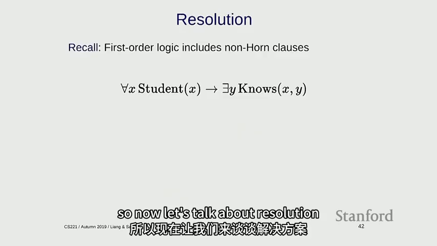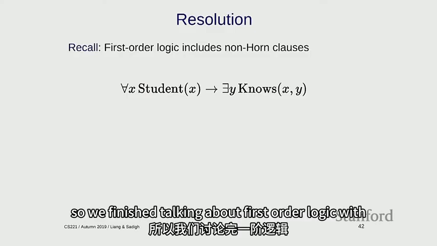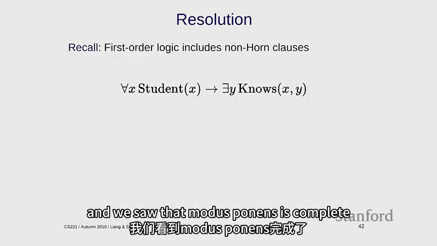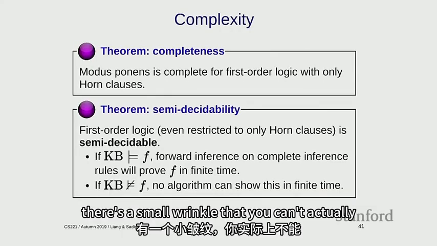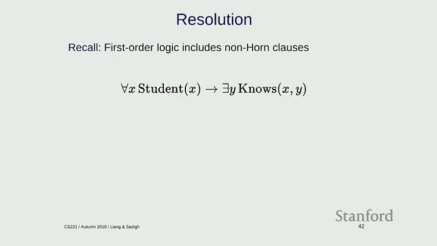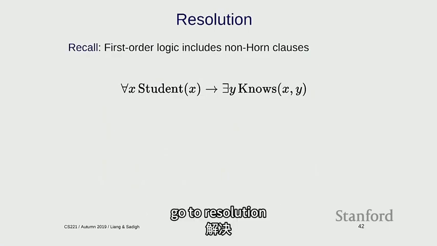Okay, so now let's talk about resolution. We've finished talking about first order logic restricted to Horn clauses, and we saw that modus ponens is complete. There's a small wrinkle that you can't actually compute everything that you hope for, but that's life. And now we're going to go to resolution.